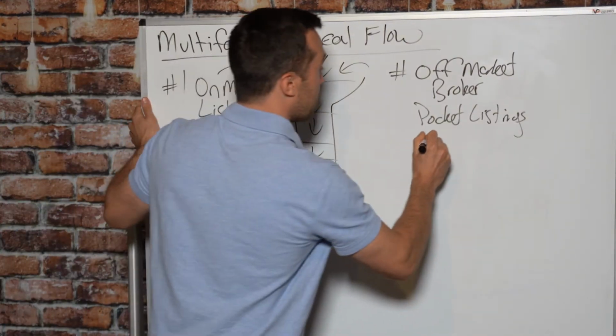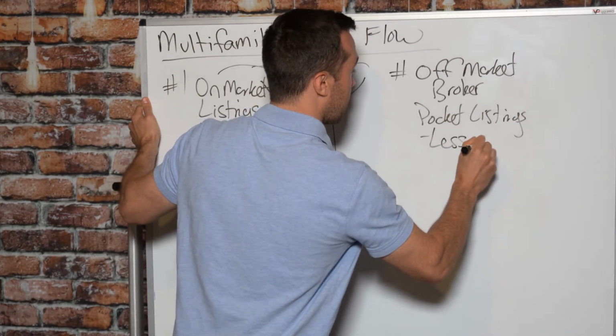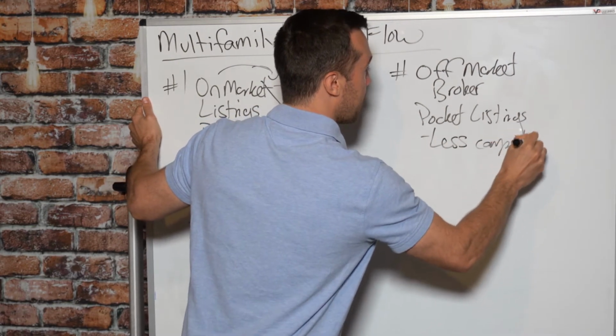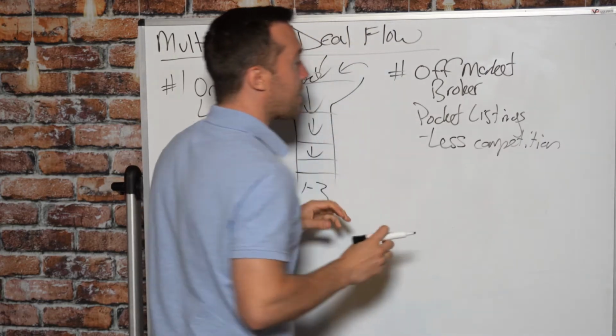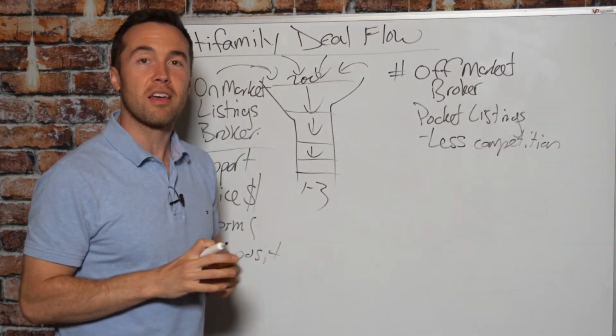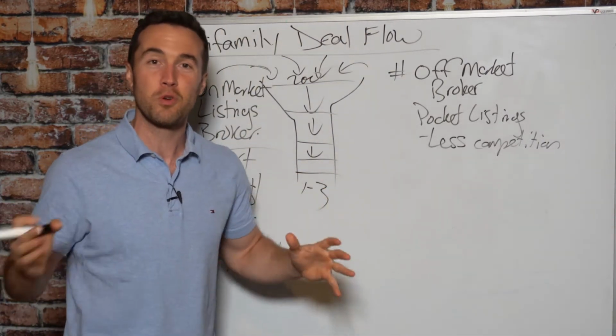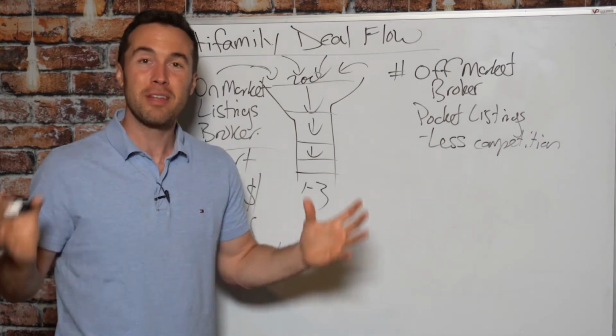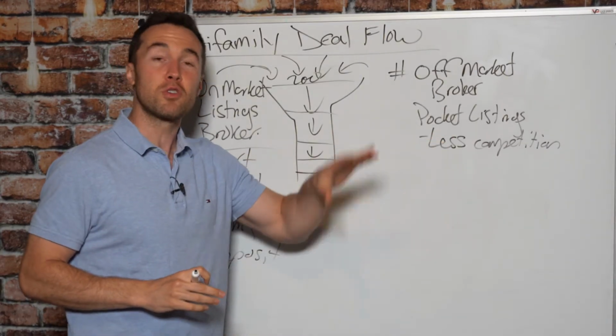Well, number one, there's less competition. Obviously, the broker is talking with their personal network about their pocket listings, but it's not exposed to all the other brokers out there. It's not publicly marketed, so there's less eyeballs, so there's going to be less competition.